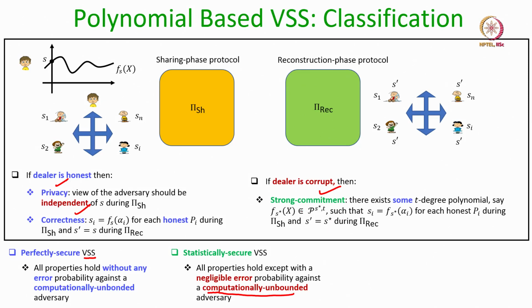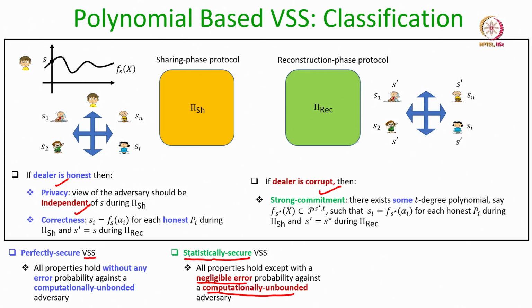That means the privacy property is allowed to be violated. That means, we allow the adversary to learn something about the dealer's secret, but the probability of that should be very small, it should be negligible. Or it could be possible that during reconstruction the honest dealer's secret does not get reconstructed, something else gets reconstructed, but again the probability of that should be negligible. Or it could be possible that the strong commitment property is violated if the dealer is corrupted, but again the probability of that should be negligible. So, such kind of VSS is called a statistically secure VSS.